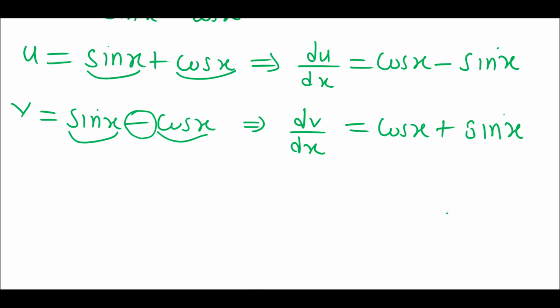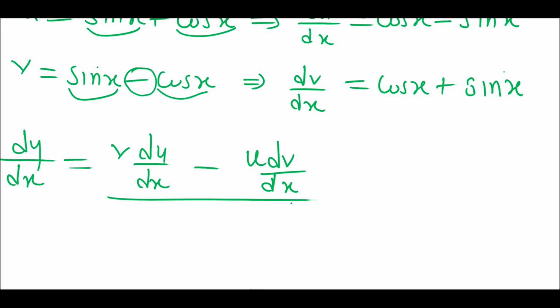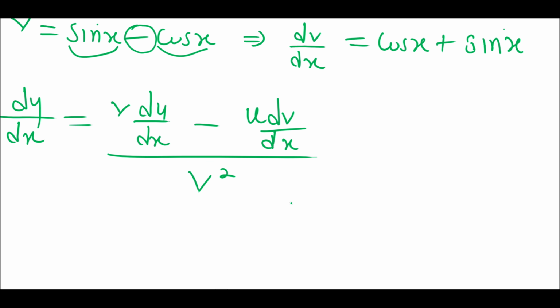So let us now bring our formula. We have the formula: dy dx equals v multiplying du dx minus u multiplying dv dx, all divided by v squared. All right, so we are going to substitute the various components of the formula here.